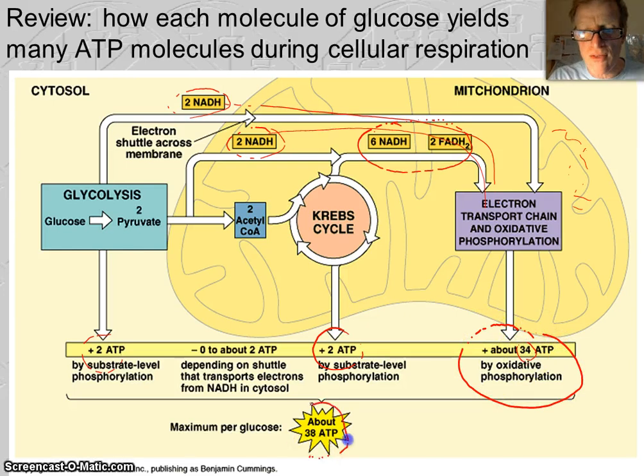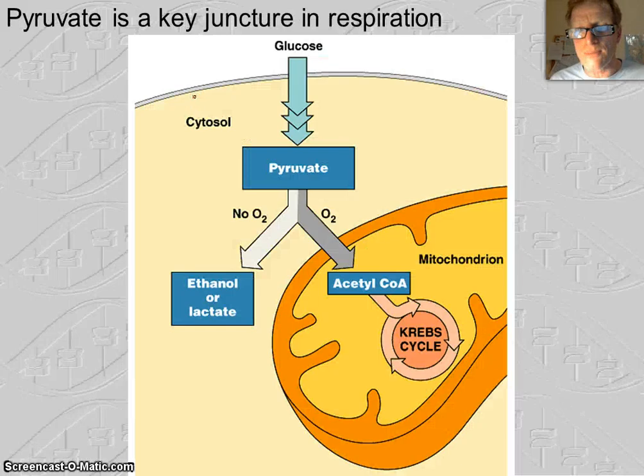Total of about 38 for every glucose. That's a lot of energy. That's a pretty efficient burn, okay? But if we don't have oxygen, we can't do this last step, and we also can't oxidize all these electron carriers, these electron shuttle molecules here. So we have a problem, okay?